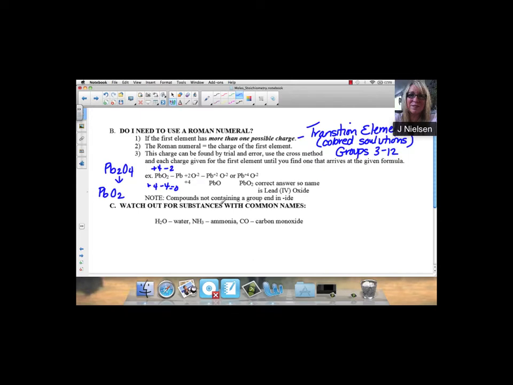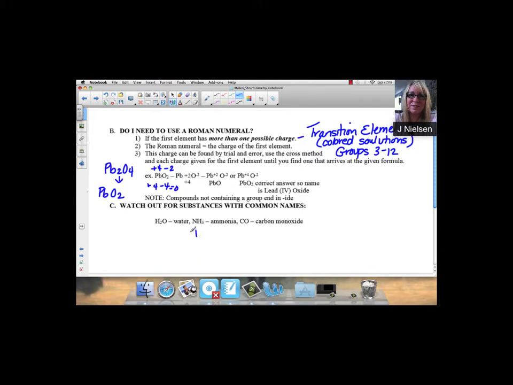And as I said earlier, compounds not containing a polyatomic ion are going to end in "ide." Watch out for substances with common names. Water is also dihydrogen monoxide, but they're always going to call it water. NH3 is ammonia. This, for some reason, gives students trouble remembering.